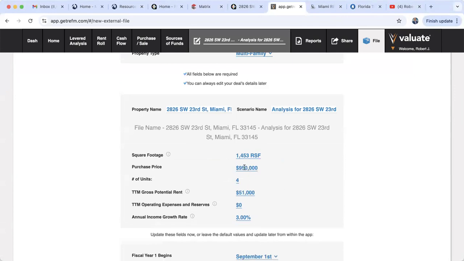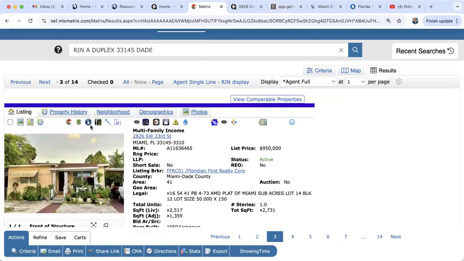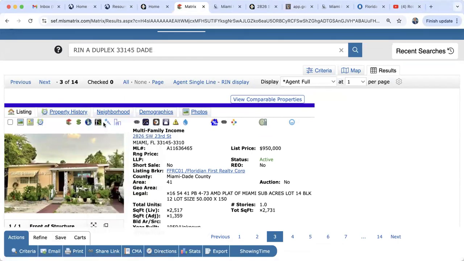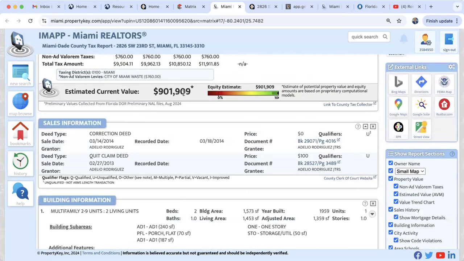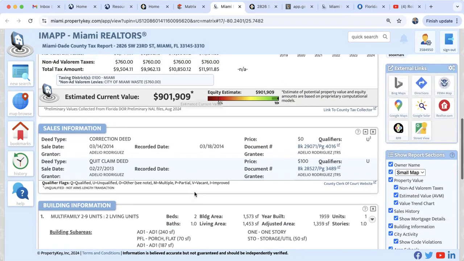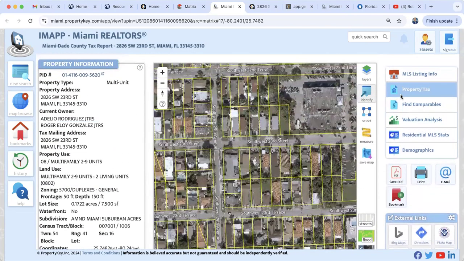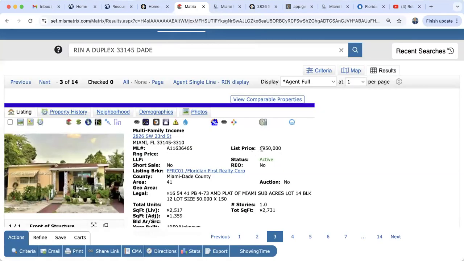Now, are we purchasing this for $950,000? Is that an inflated price? Let's take a look. Let's open up IMAP and see what IMAP tells us. All right, IMAP is telling us this property is $900,000. So it's pretty close. Find comparables. And yeah, $889,000. So you know what? It's quite possible that 950 is a fair price.